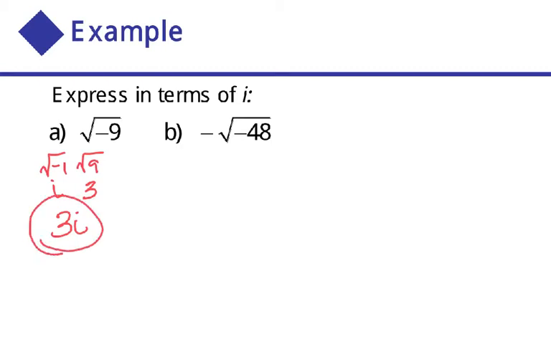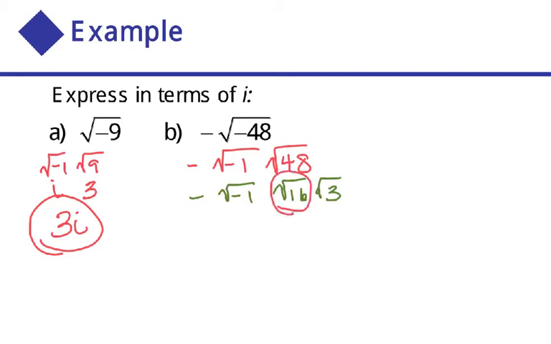And this one, we have the opposite of the square root of -1 times the square root of 48. And we can further break down the square root of 48 into the square root of 16 times the square root of 3. Okay? And I'll keep the negative here. Now, since I know that I'm going to put my number first, I'm going to take this square root first. So it'll be -4i times the square root of 3.